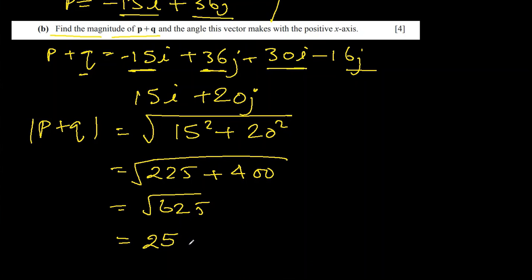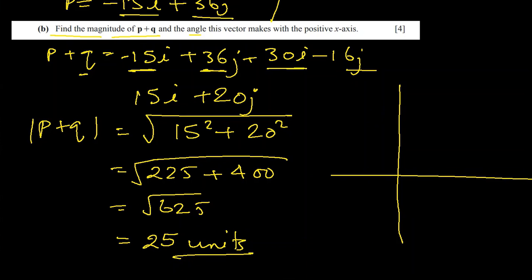Square root of 625 is 25 units. That is the magnitude. Now, the second part is the angle this vector makes with the positive x-axis. Let's try to visualize this. The vector is 15i plus 20j. 15, suppose it is here, and 20 here. So 15i plus 20j will be this vector.